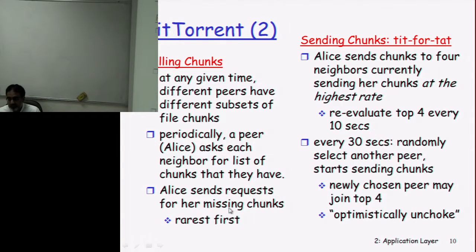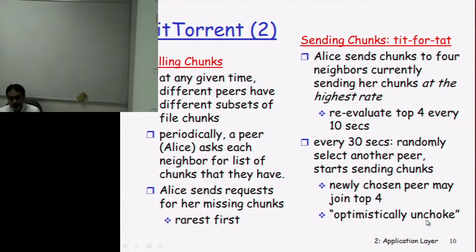Rarest first, sending chunks, tit for tat. Alice sends chunks to 4 neighbors currently sending her chunks at the highest rate. Re-evaluate the top 4 every 10 seconds. Every 30 seconds, randomly select another peer and start sending the chunks to that peer. The newly chosen peer may join the top 4.